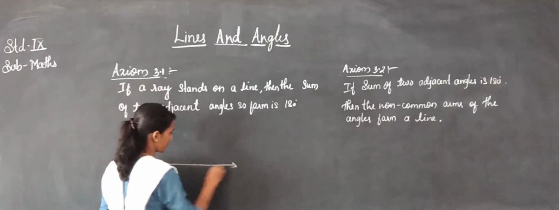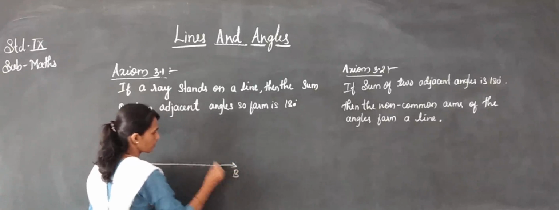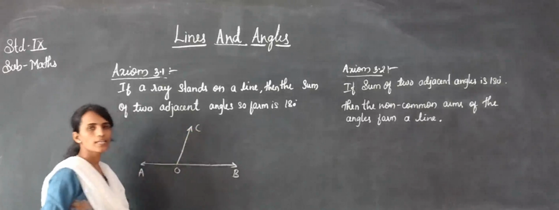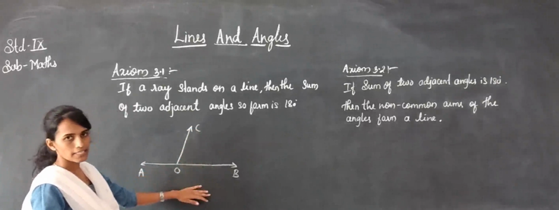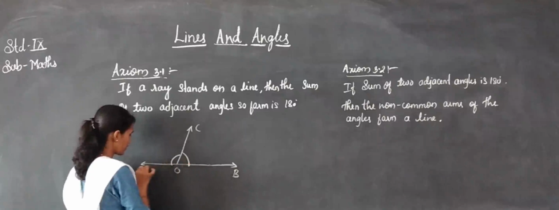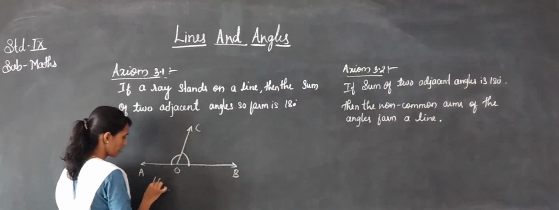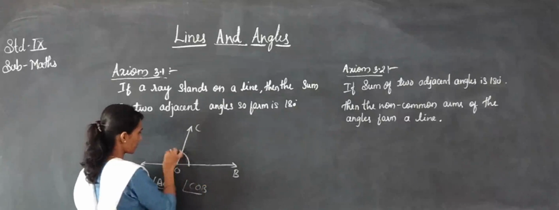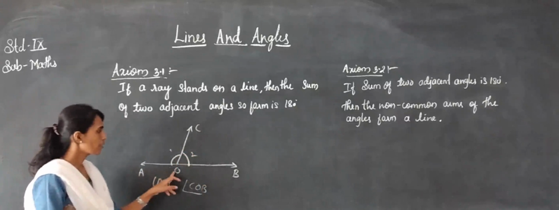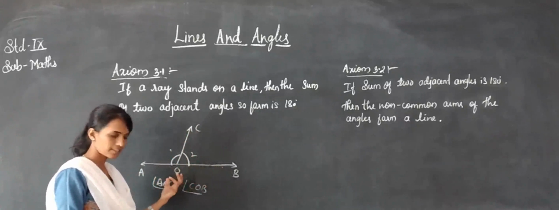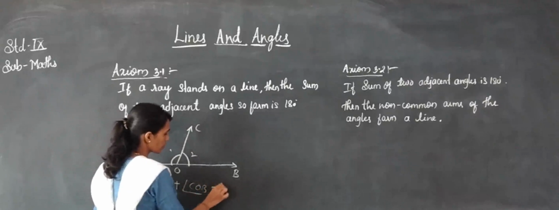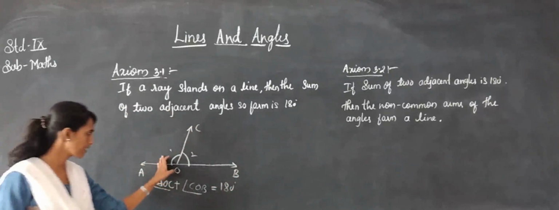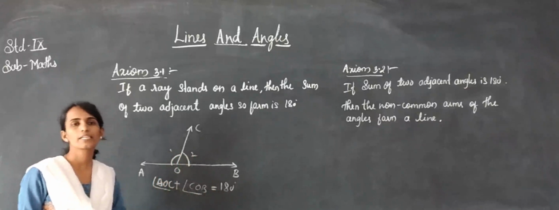If there is one line, consider this AB is the line. Any ray stands on this line, anywhere you can draw it. Here OC is the ray. If a ray stands on a line, the sum of the two adjacent angles, which ones? Angle AOC is adjacent to angle COB. So angles 1 and 2 are formed, angle AOC and angle COB. Both adjacent angles are formed, and their sum is 180 degrees.